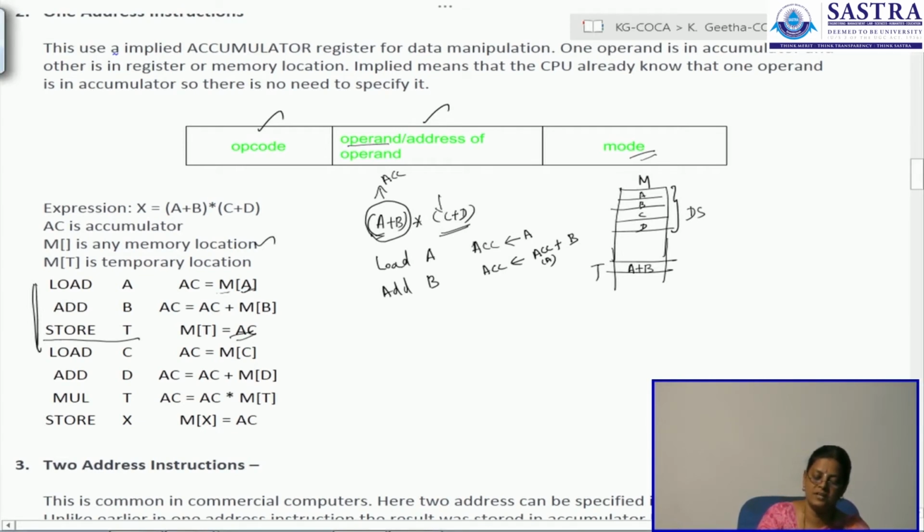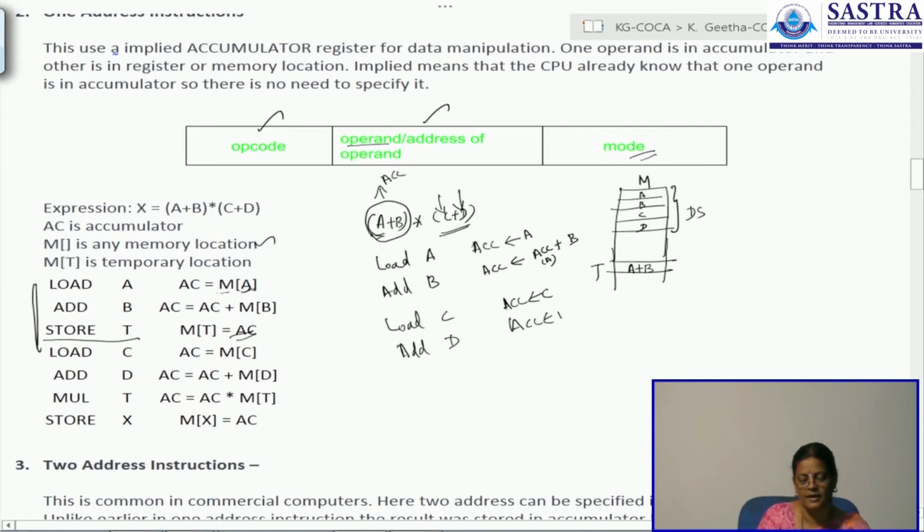I should move on to C. So load C. If I say load C, what will happen? The accumulator will be initialized with C. Then what should I do? I have to add with D, so directly I will do the addition, add D. If I give this instruction, what will happen?